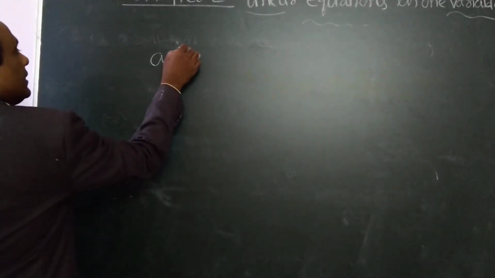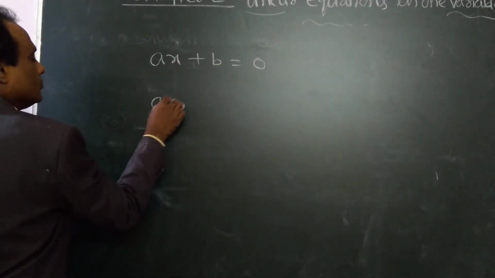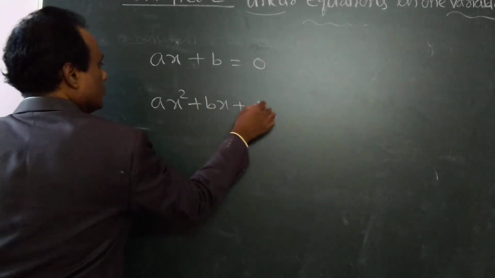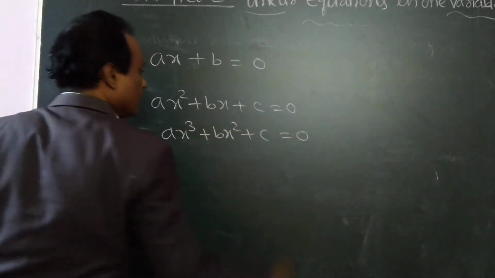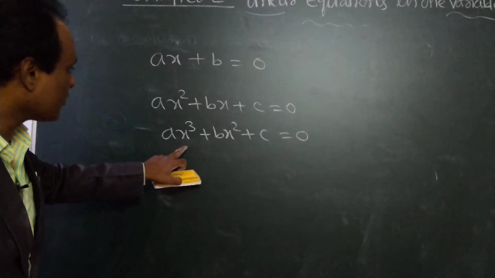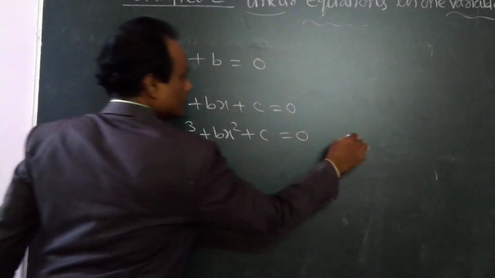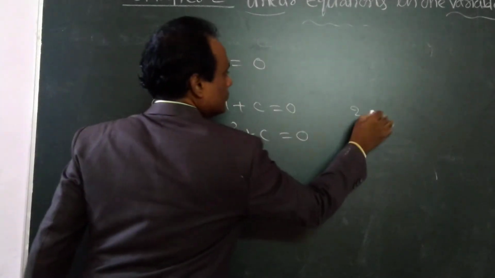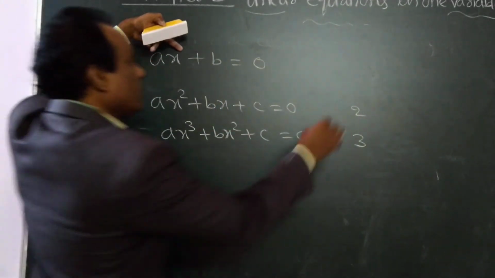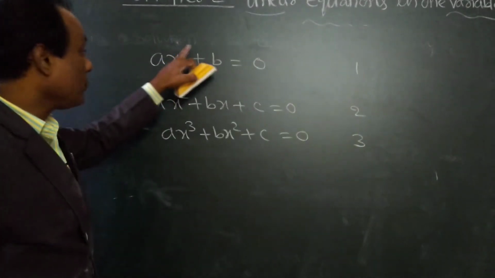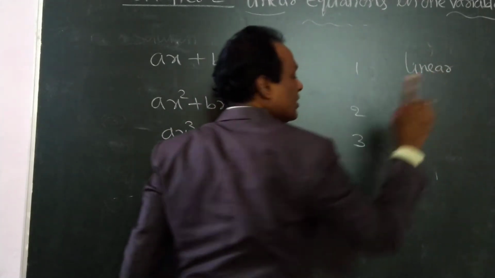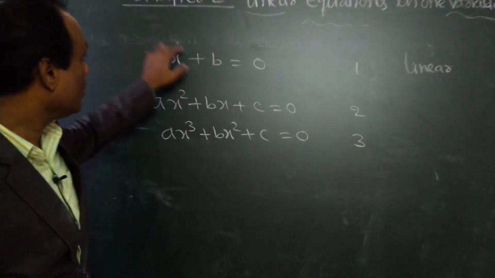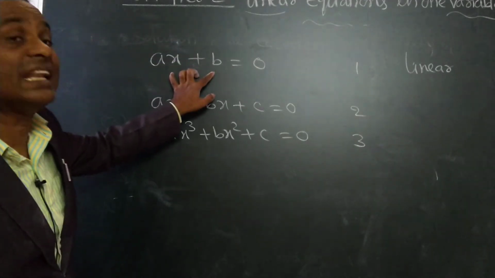See here. Don't write. See these. Here x power is 3. Here x power is 2. Here what is x power? If there is nothing, x power is 1. If x power is 1, it is called linear. Linear means first degree. Linear means 1. If the power is 1, it is called linear equation.